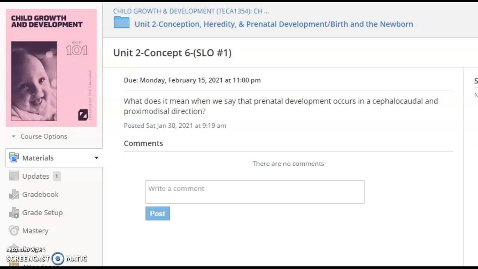Hello everybody, Dr. Bam. This is Unit 2, Concept 6, and the question is, what does it mean when we say that prenatal development occurs in a cephalocaudal and a proximal distal direction? And this will actually occur both prenatal and then again when they are born as newborns.